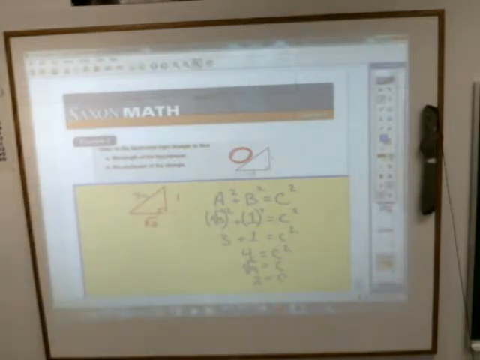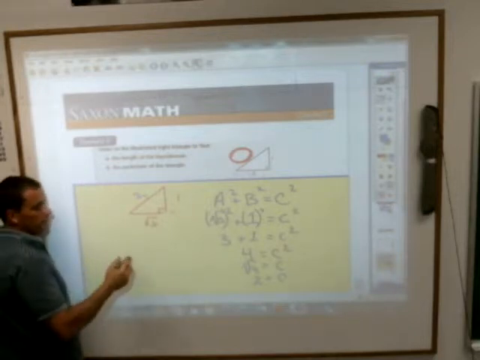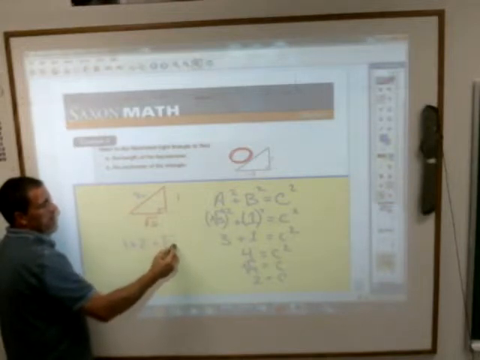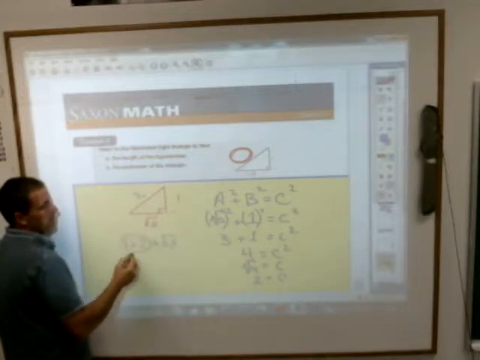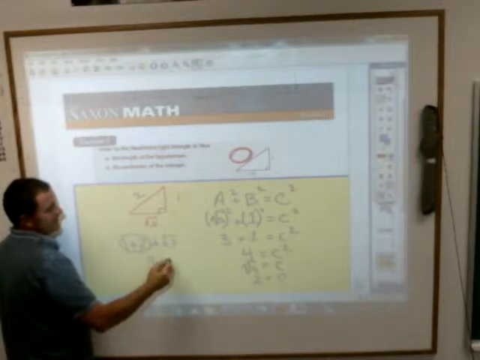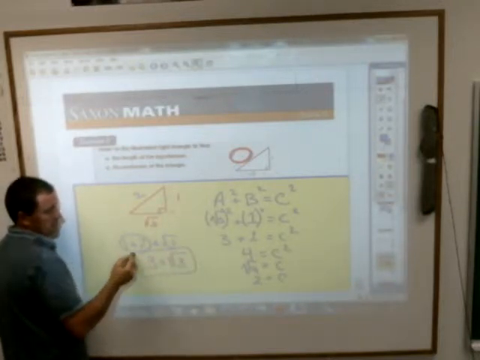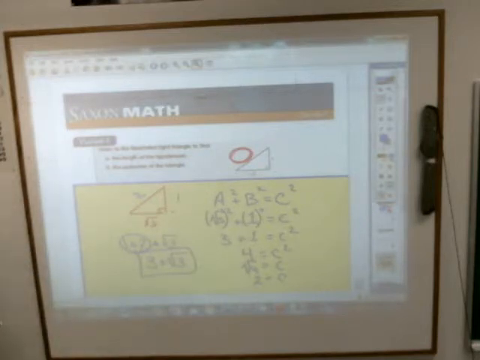So that was your hypotenuse, and then the perimeter would just be 1 plus 2 plus the square root of 3. Well, 1 plus 2 you can put together, but you cannot add the square root of 3 to that. They're not like terms. This is as much as you can do. The perimeter is 3 plus the square root of 3.